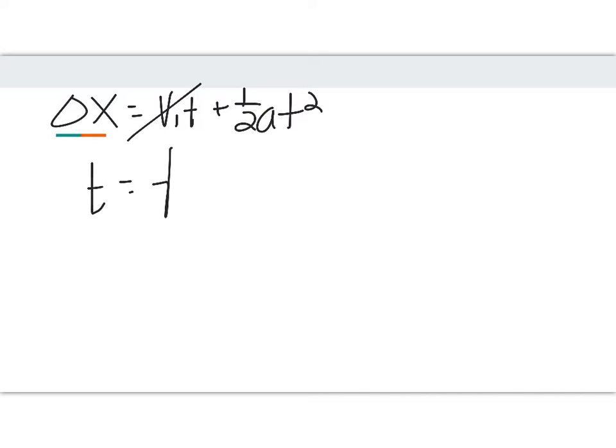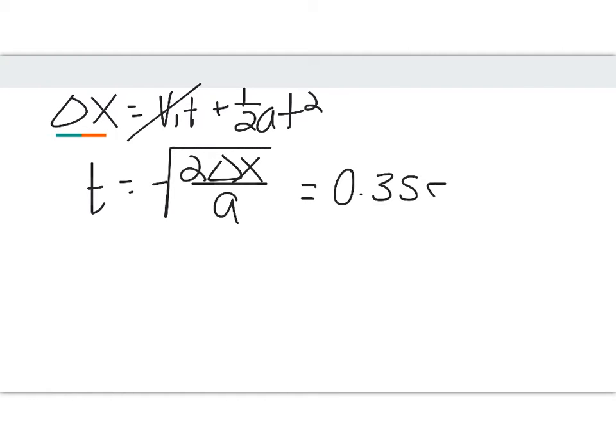All right, so I have delta x equals v_i t plus 1/2 a t squared. I need to solve for t. So I have t equals the square root of 2 delta x over a. I was able to get rid of v_i because it's 0. From here I can plug in my numbers, and I'm going to get a time of 0.35 seconds.